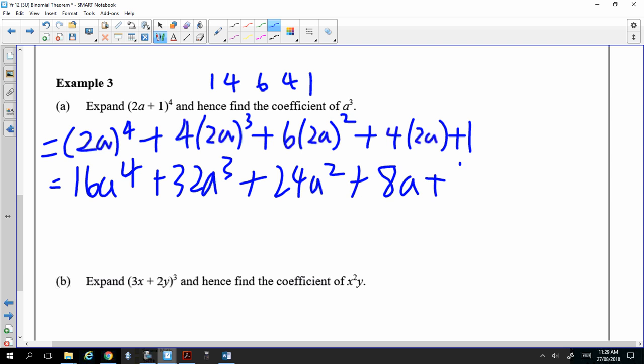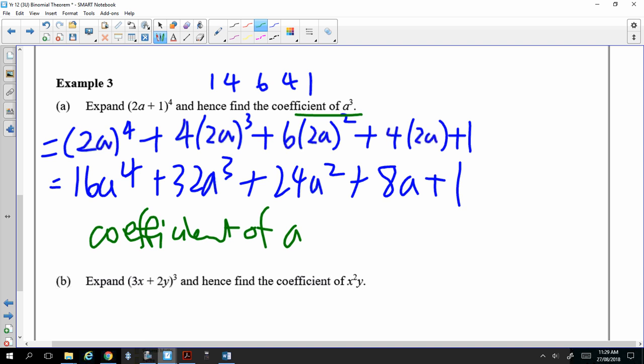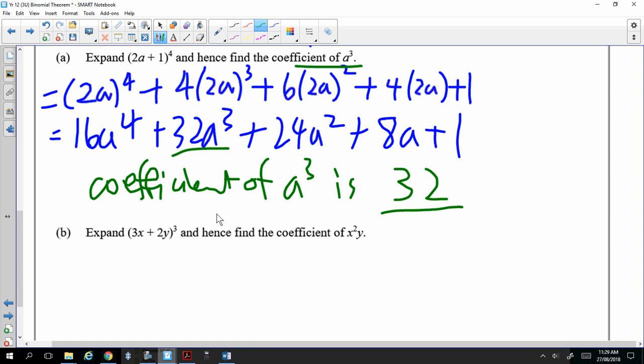And then you have to state the coefficient of a cubed. So what would you write? Coefficient of a cubed is 32. Right? Try the next one. So once you know the rule, Pascal's triangle, you can expand any binomial expression. Okay? Right, we're on page 5.